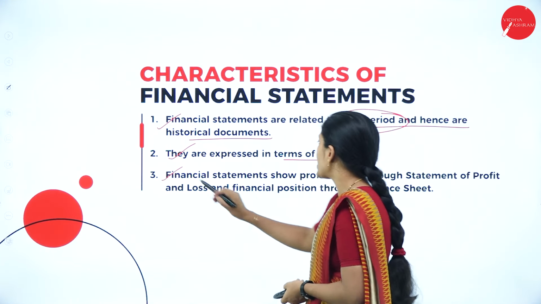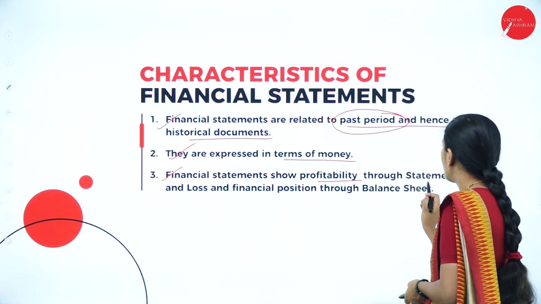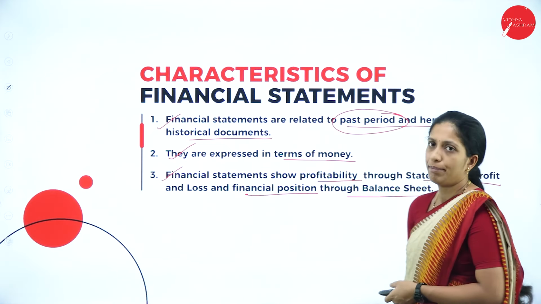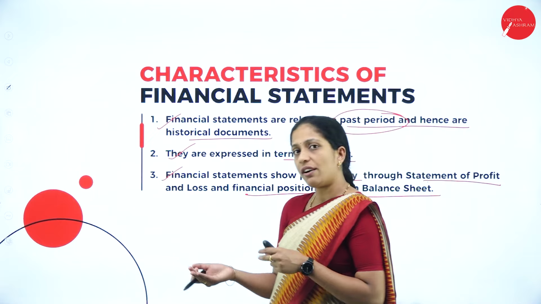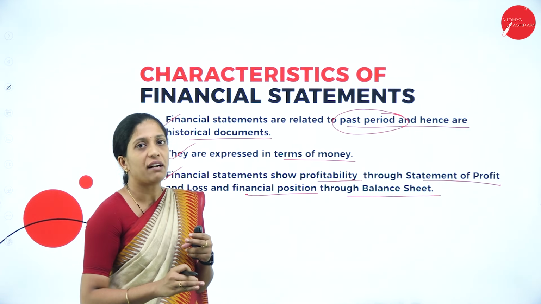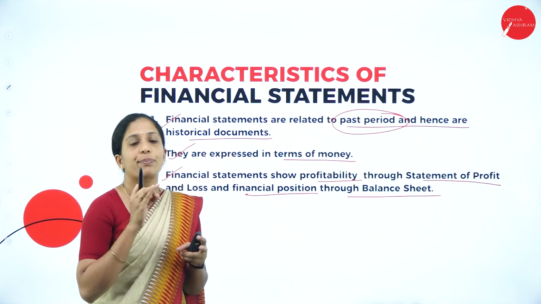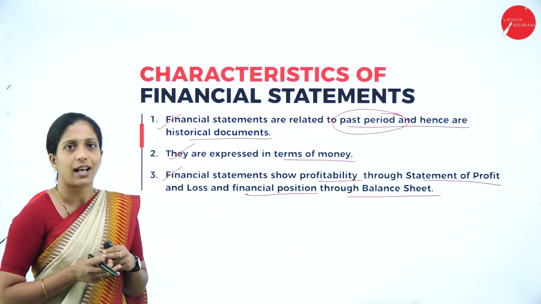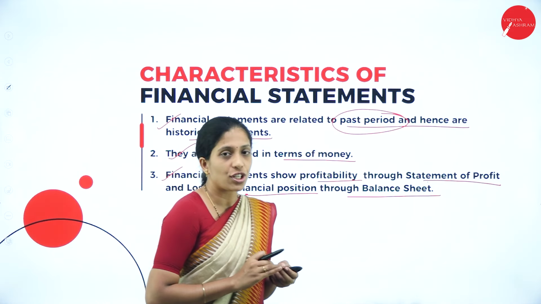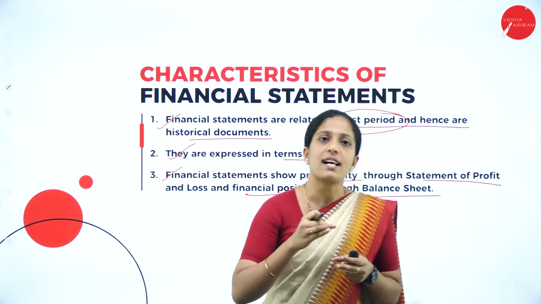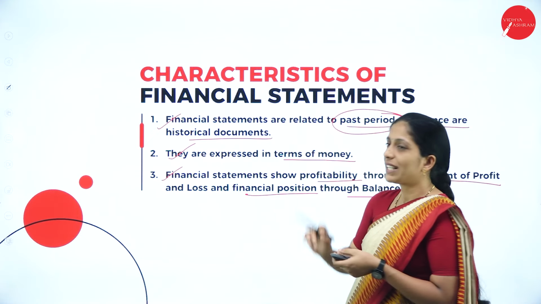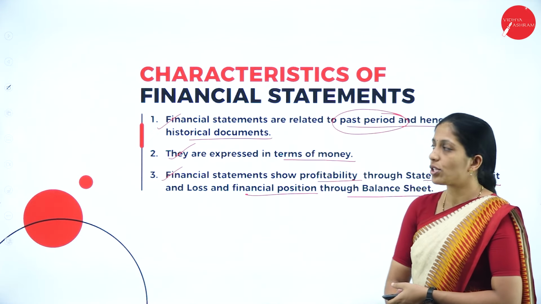Next, financial statements show the profitability through the statement of profit and loss and the financial position through the balance sheet. Of course, we have learned this from the beginning. By preparing the statement of profit and loss, we come to know the exact profit or loss of the business organization, and by preparing the balance sheet, we come to know the financial position by recording all the assets, equity as well as liabilities. Okay, so these would be the characteristics of financial statements.